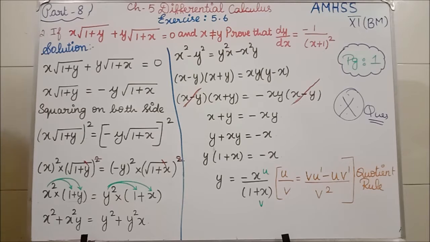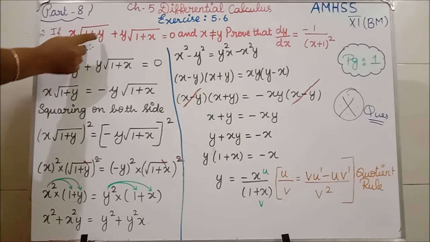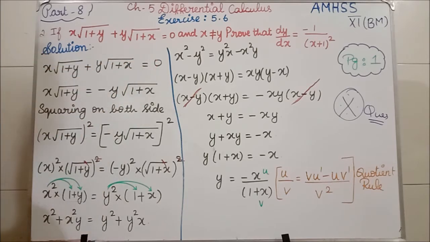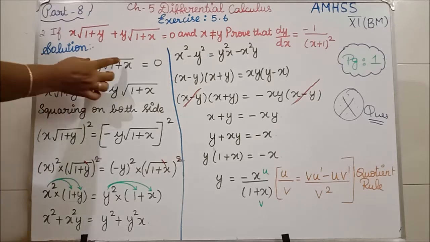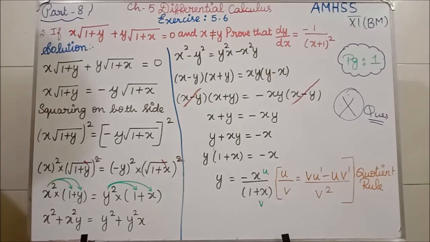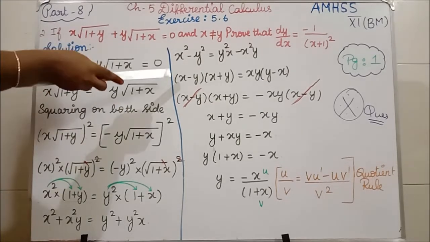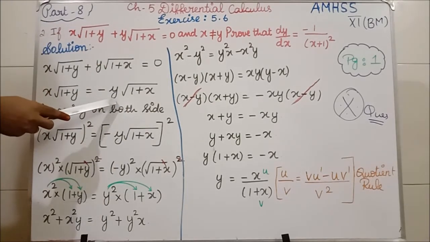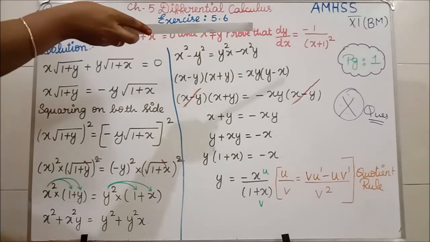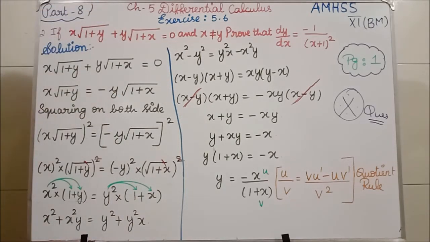See, first step, x square root of 1 plus y, plus y square root of 1 plus x, is equal to 0. That is our question. Now I am taking this y square root of 1 plus x to the right hand side. If this goes to that side it will become minus y square root of 1 plus x. Next step, we are having square roots in the question. But in the final answer, do we have square root? No, we don't have square root.